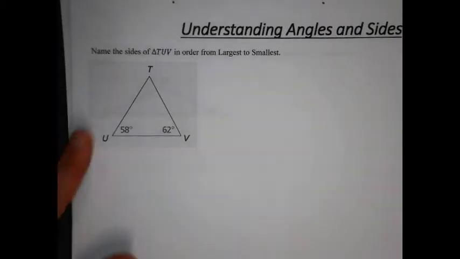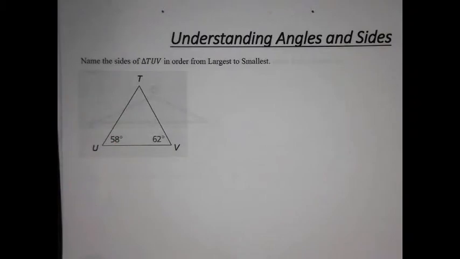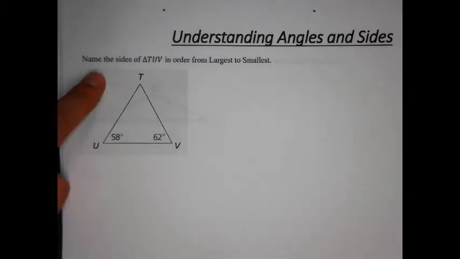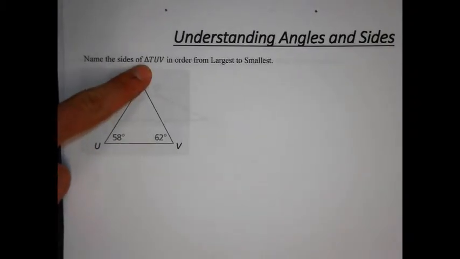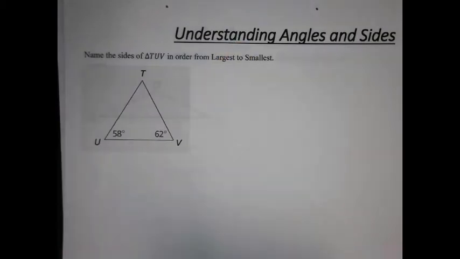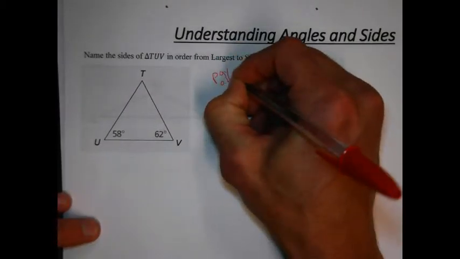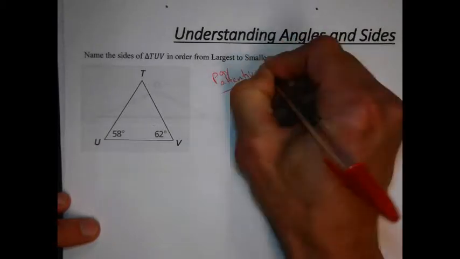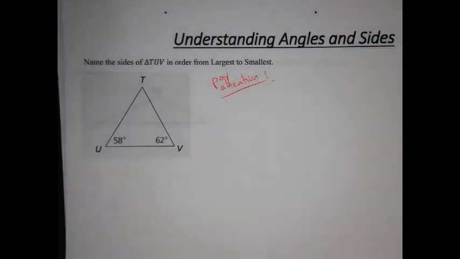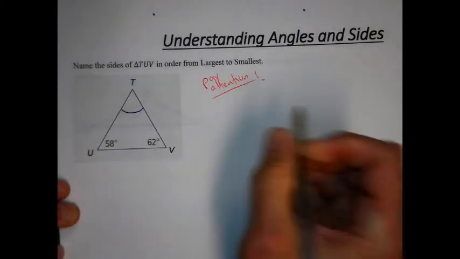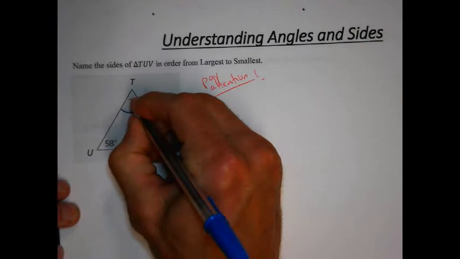Now, this is a good one because it involves a little bit of math. So now we have the question, we're going to name the sides of triangle TUV in order from largest to smallest. Now, it's going to be so critical that you pay attention to the order because order matters. If I say largest to smallest, you had better give me the largest to smallest. The only question is, we only have two angles. So we have to find the third angle. How do we find it?